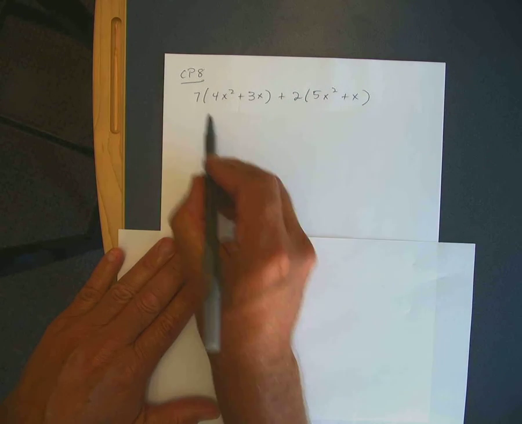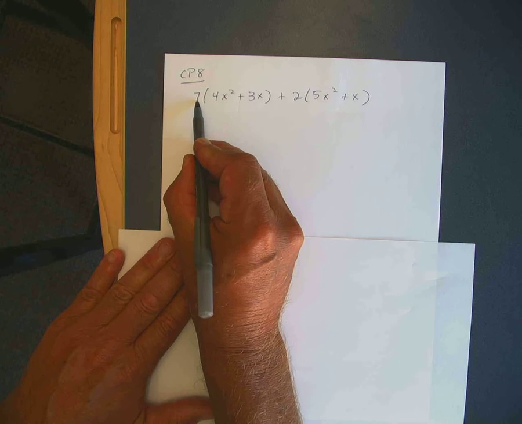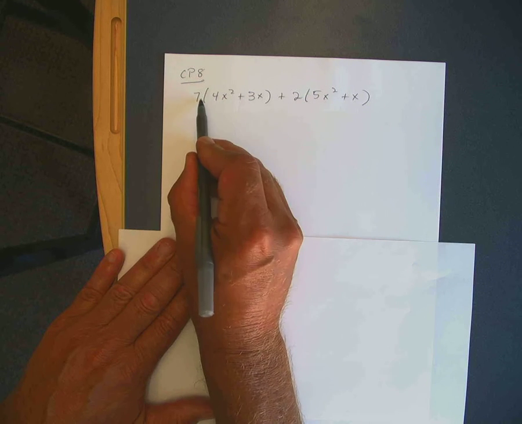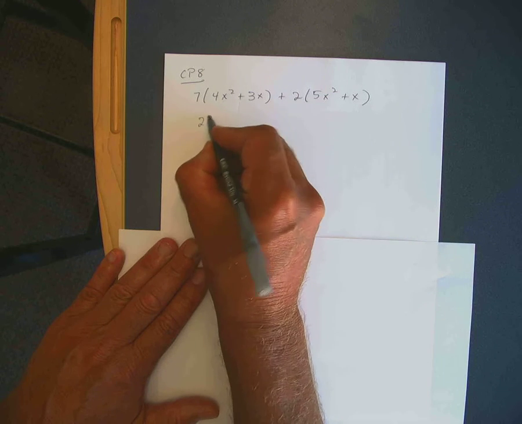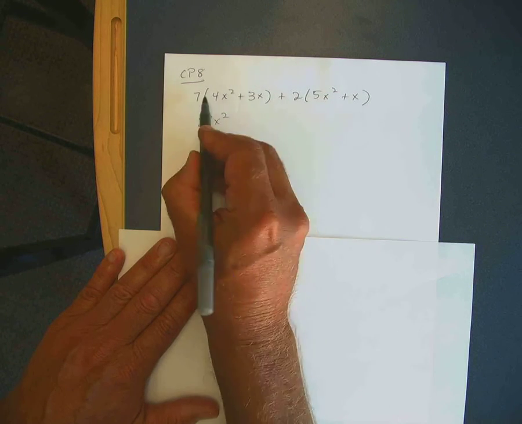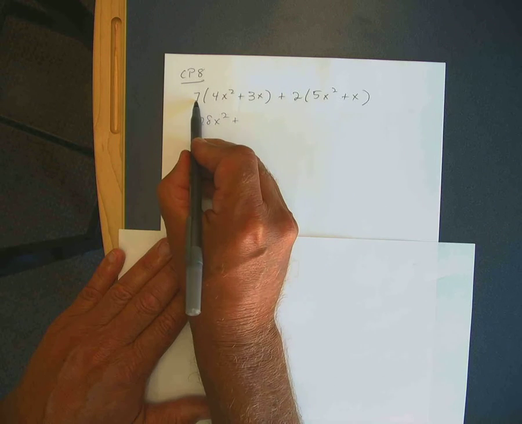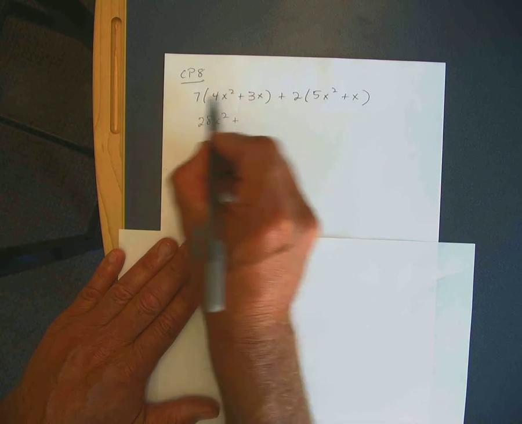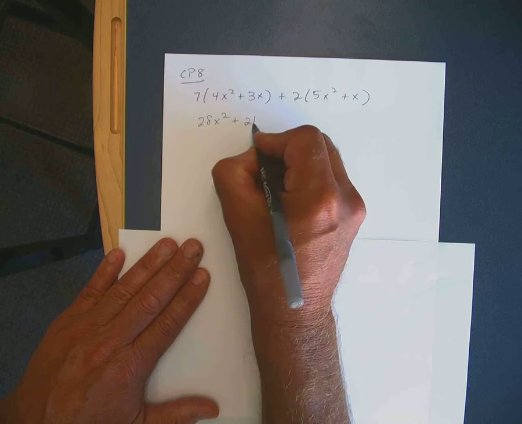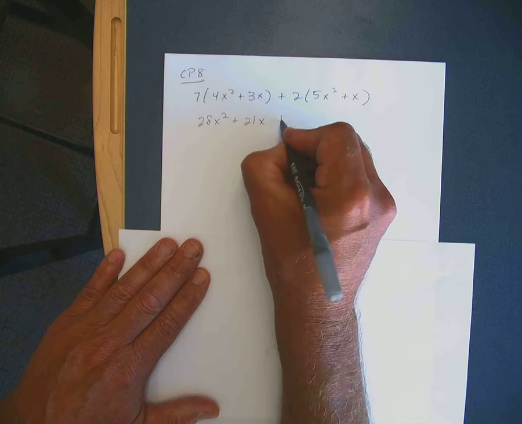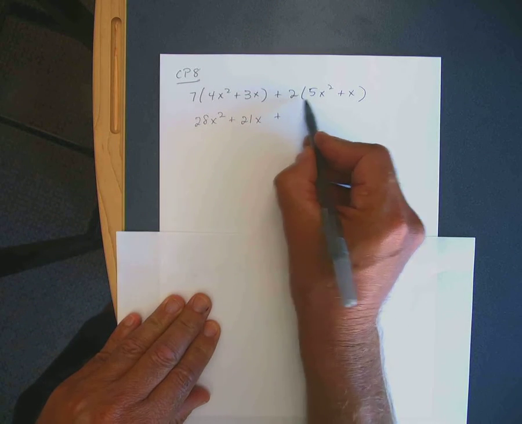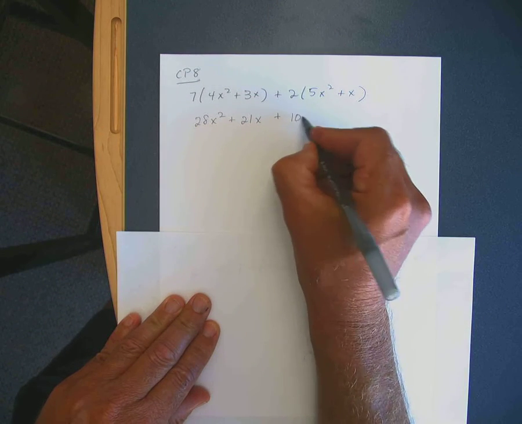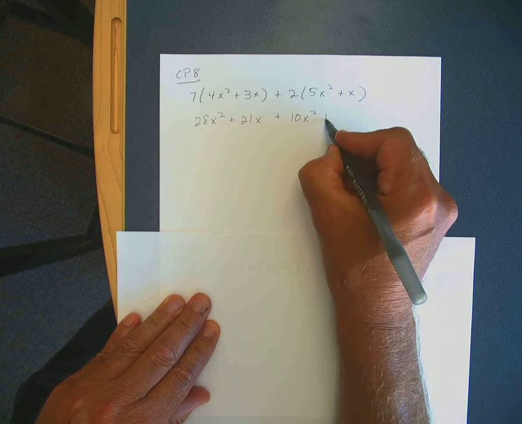So let's try that. 7, so we multiply 7 by this term and then by that term. 7 times 4x squared, you get 7 times 4 is 28. And then we have x squared. And then we'll have plus, and we're going to multiply 7 times 3x. 7 times 3 is 21. We end up with 21x. Bring this plus down, and we use the distributive property to multiply this out. We'll get 10x squared plus 2x.